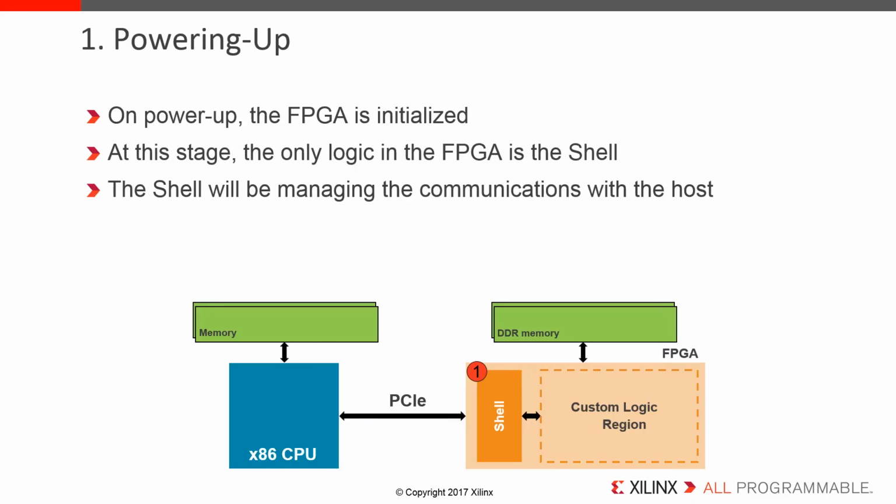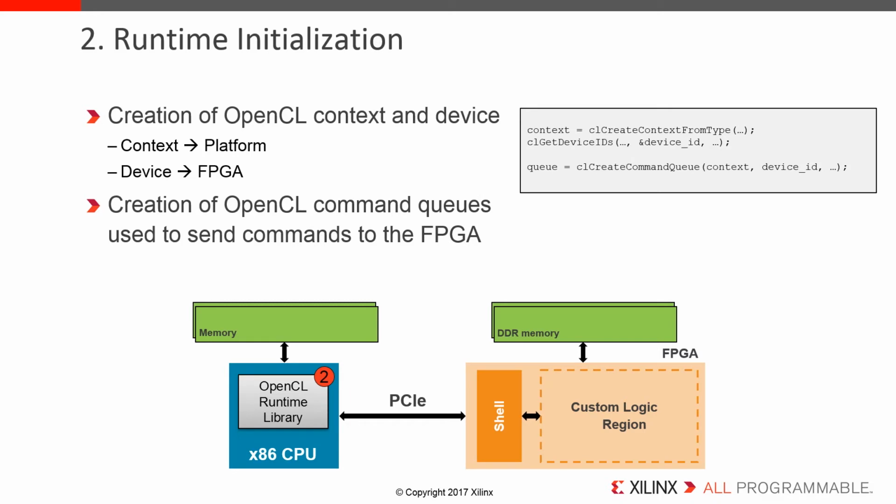On power-up, the FPGA is loaded with the shell. The shell automatically communicates to the host when it's ready for use. The host program can now start to create an OpenCL context. This consists of registering the platform and the FPGA device and opening a command queue to start servicing the device.